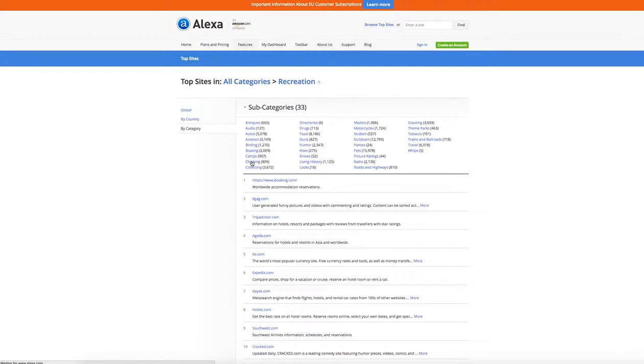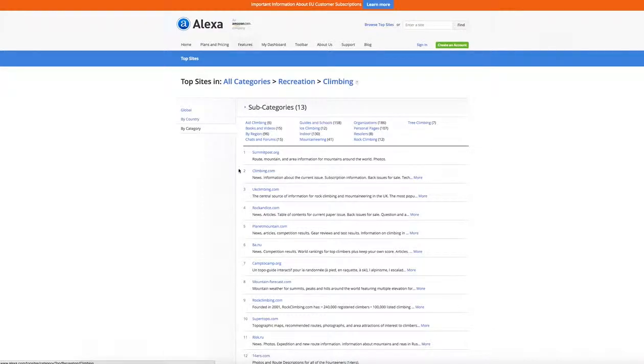So in recreation, we can go to climbing. And then here, there's not just one category in climbing. It's actually pretty detailed. There's rock climbing. But if you have a climbing product, if you have a harness or something, better shoes, etc., you can look at mountaineering, indoor climbing, climbing schools. There's a ton of places to approach. And on Alexa, when you go to one of them, you can see where they rank, right, in the world.